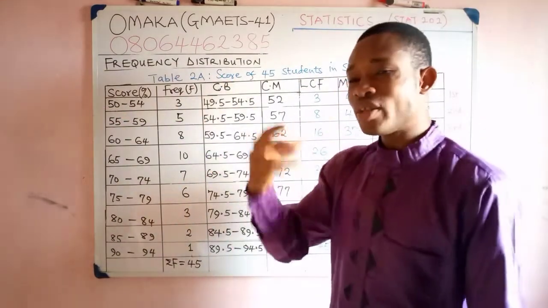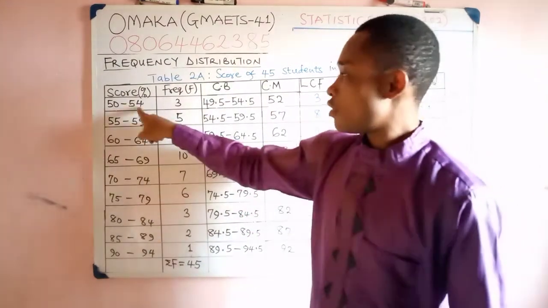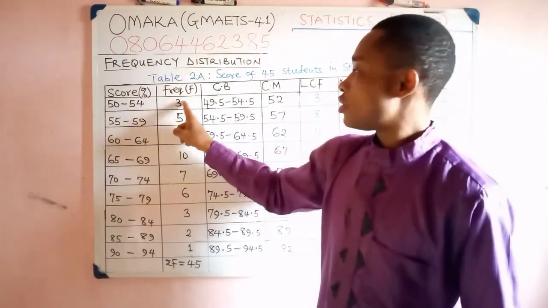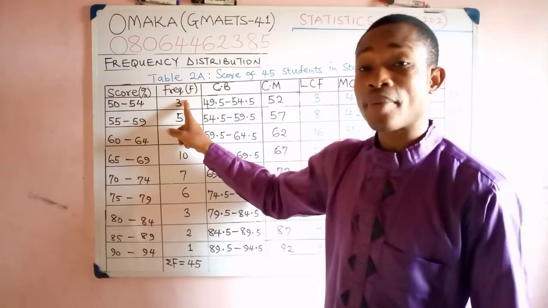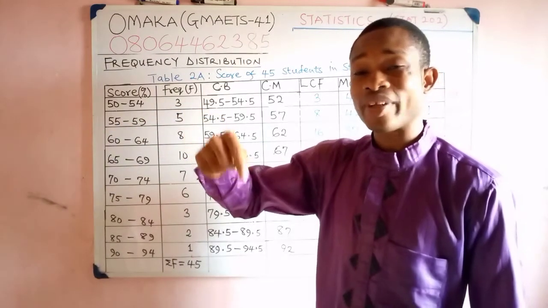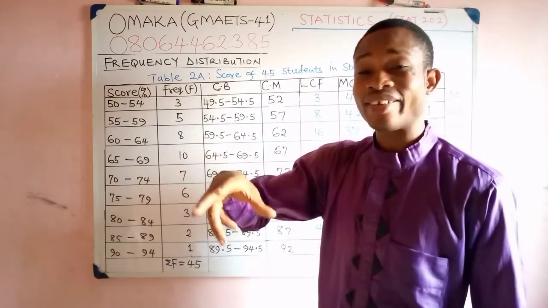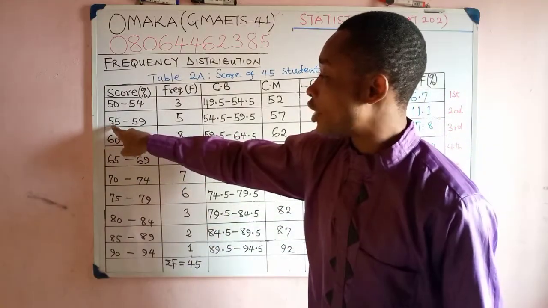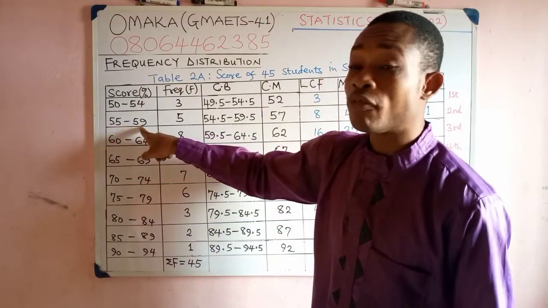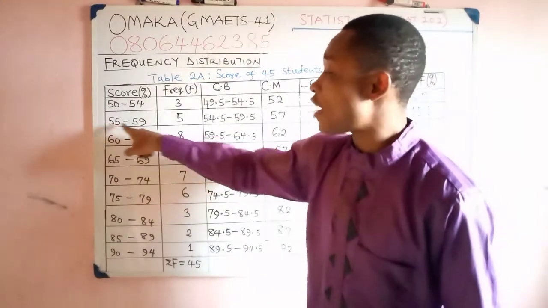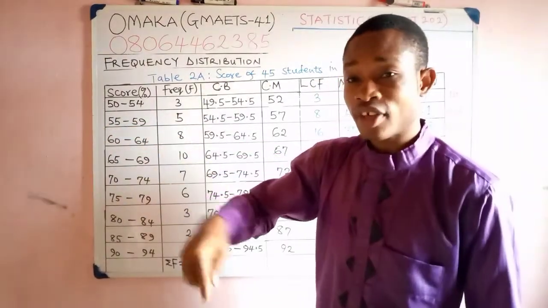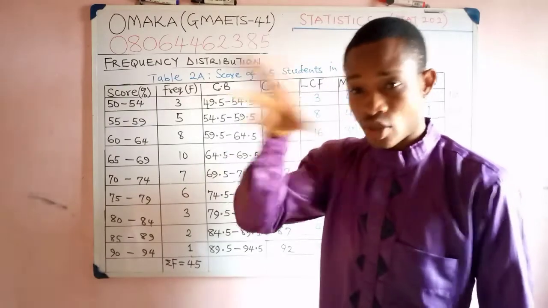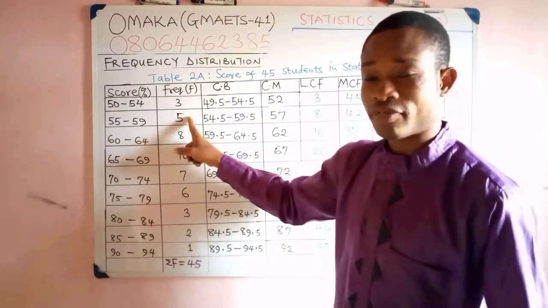If you do that, you notice that 3 scores fall in this range. So that frequency will now be 3, because frequency is the number of times a particular value appeared in a distribution. Then the scores that fall in between 55 to 59. Remember, 55 and 59 inclusive. If you do your counting again from that raw data given to you, there will be 5 of them.